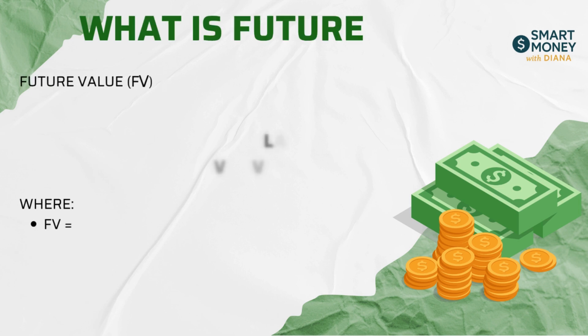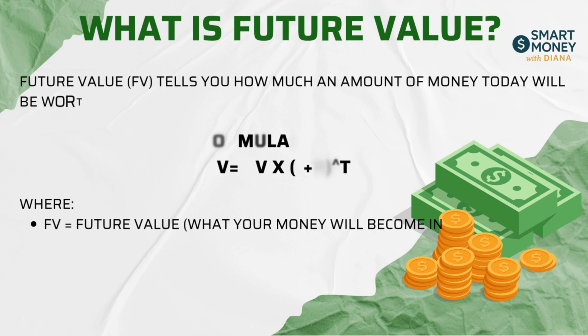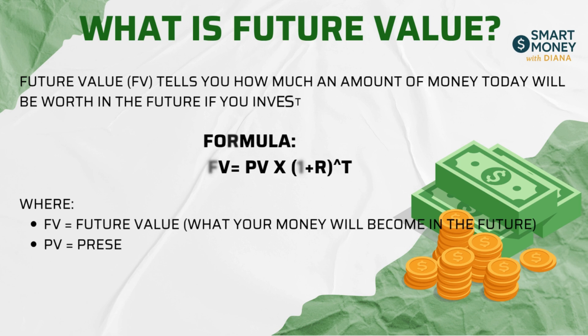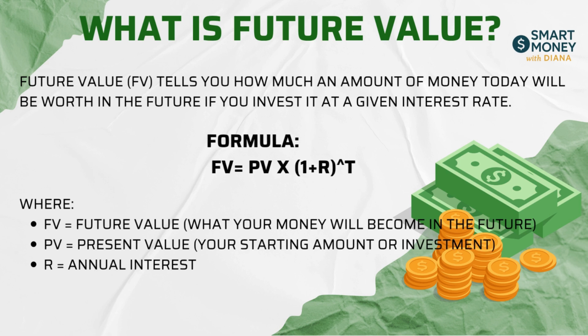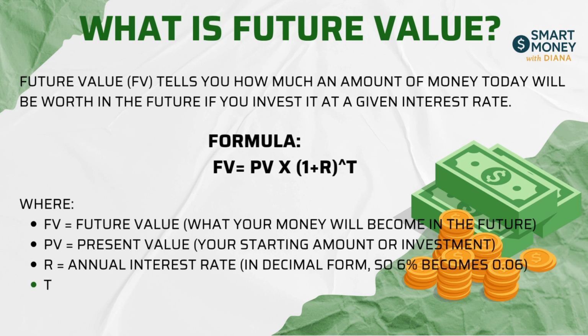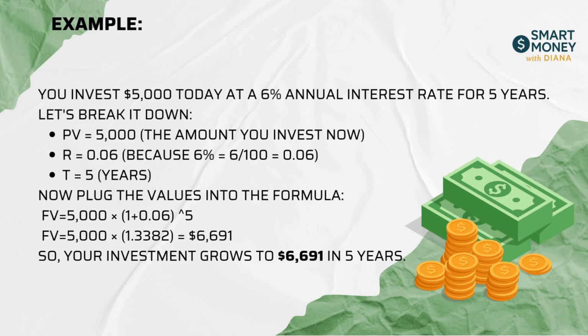What is future value? Definition. Future value, FV, tells you how much an amount of money today will be worth in the future if you invest it at a given interest rate. Formula. FV equals PV times (1 plus R) to the power of T, where FV equals future value, what your money will become in the future, PV equals present value, your starting amount or investment, R equals annual interest rate in decimal form, so 6% becomes 0.06, T equals number of years your money will grow.